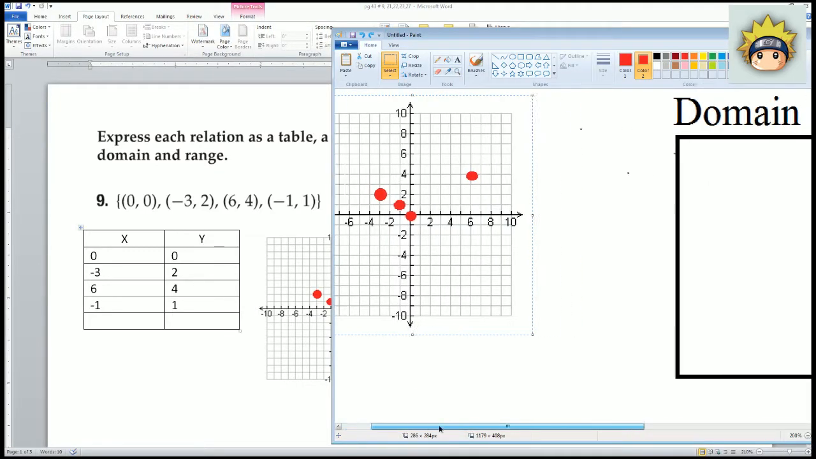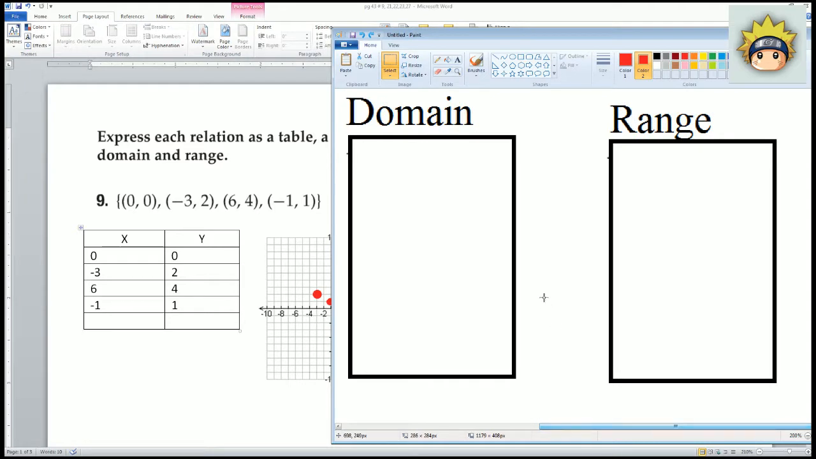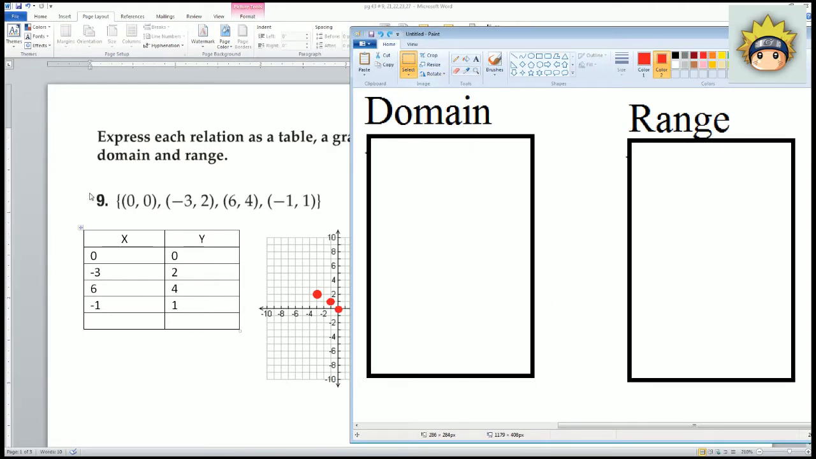Now I want the mapping method. The mapping method has two boxes, the domain and the range. The first one is 0, so I can write here in pen for you. This can be 0. Then I have a -3, then I have a 6, and I have a 1. This is not okay because we want it in order.